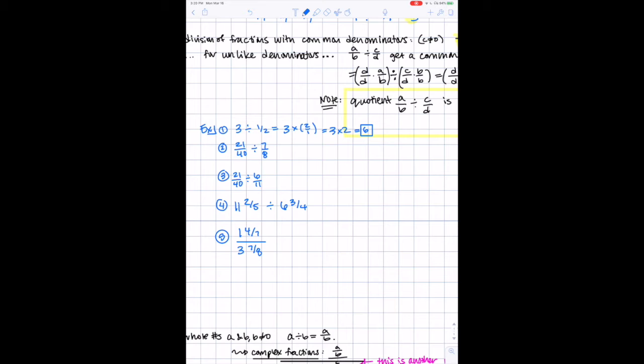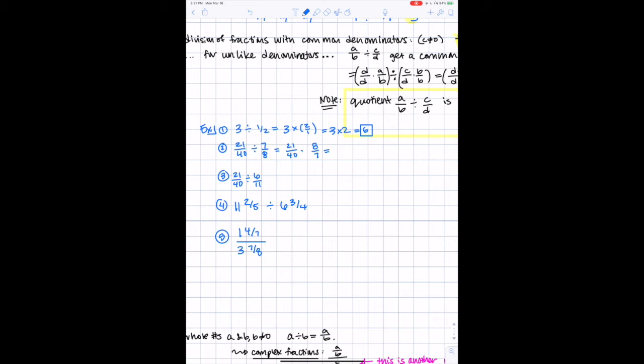Okay, great. And so we can do the same technique for this example. I have 21 over 40. I'm going to divide by 7 over 8. So that means I'm going to multiply by 8 over 7. And here would be a nice example of where it might be nice, before multiplying these things out, to look at some common factors and see if we can simplify some stuff before combining numerators and denominators, if that makes sense.